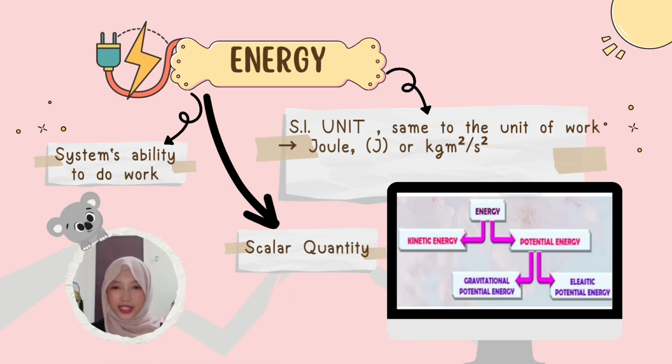Energy is defined as the system's ability to do work, and the SI unit for energy is the same as the unit of work, which is J, joule, or kg m^2 s^-2. And energy is a scalar quantity. Energy has two kinds: first is kinetic energy, second is potential energy.